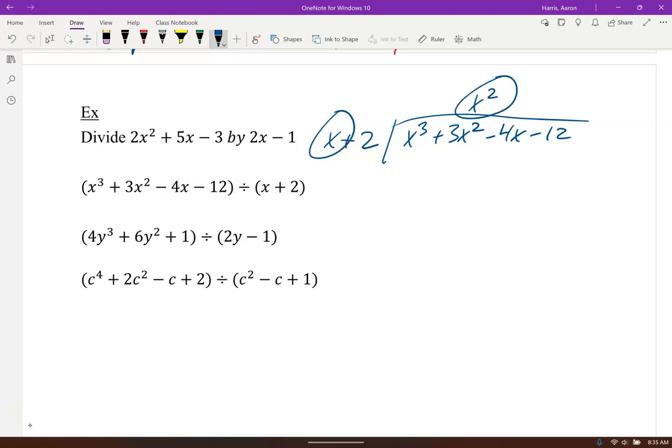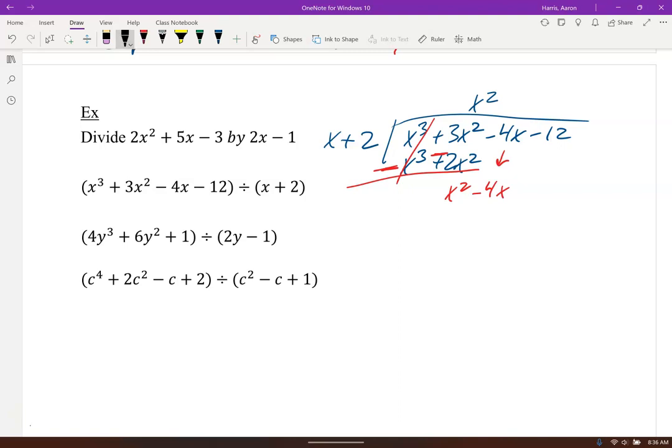X squared times x gives us x cubed. X squared times 2 gives us 2x squared. And don't forget to change both signs. X cubed minus x cubed. Again, that first set of terms should always cancel or you did something wrong. 3x squared minus 2x squared gives us 1x squared. And bring down the next one.